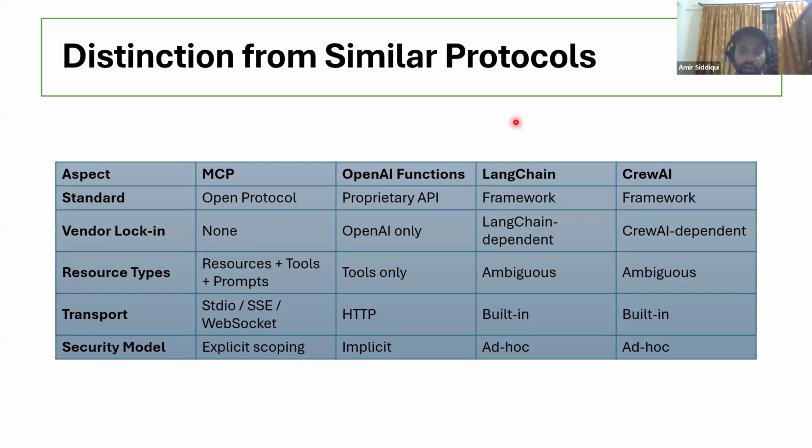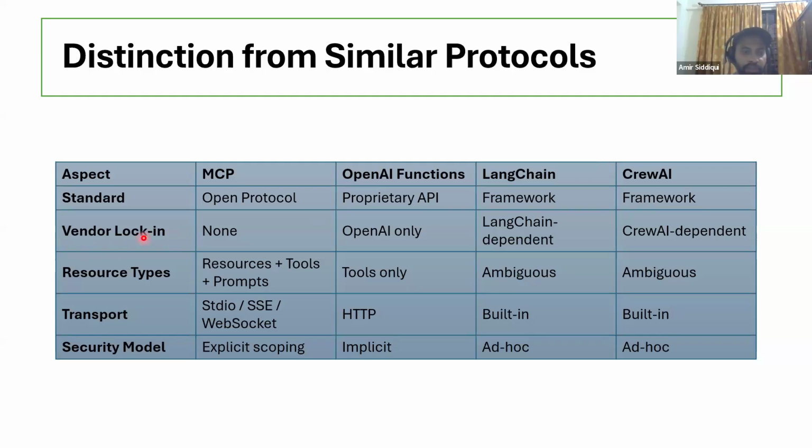Now, how is this different from other protocols, or maybe you can say similar protocols. In the rows, we have different resource types, or how it can communicate. And in the columns, we have different tools or protocols. So in the first column, we have MCP. The second one is OpenAI functions. Third is LangChain. And the fourth one is CrewAI.